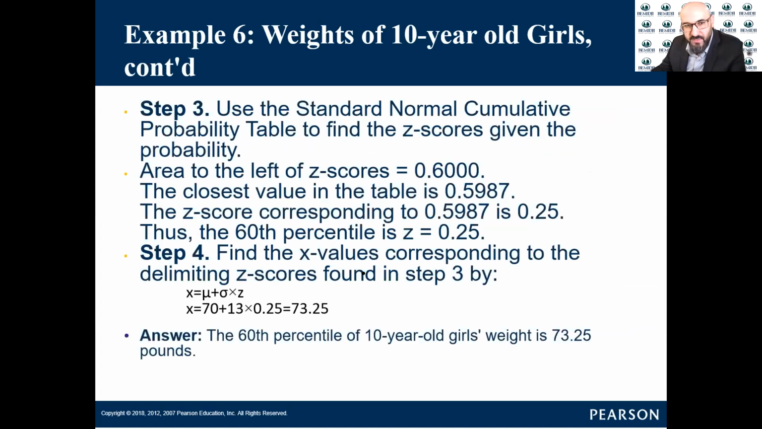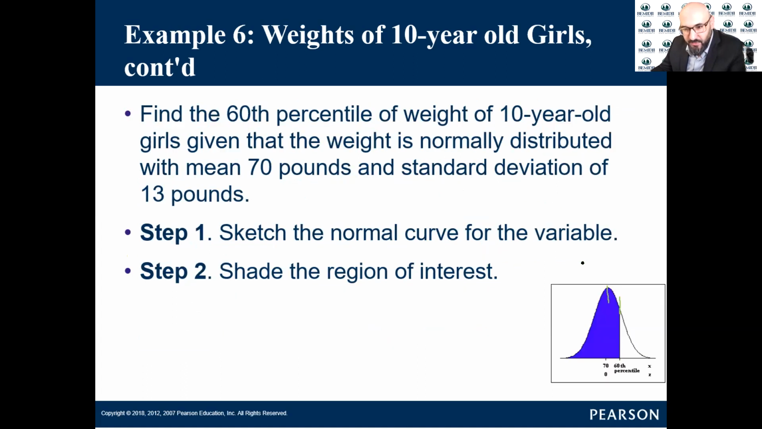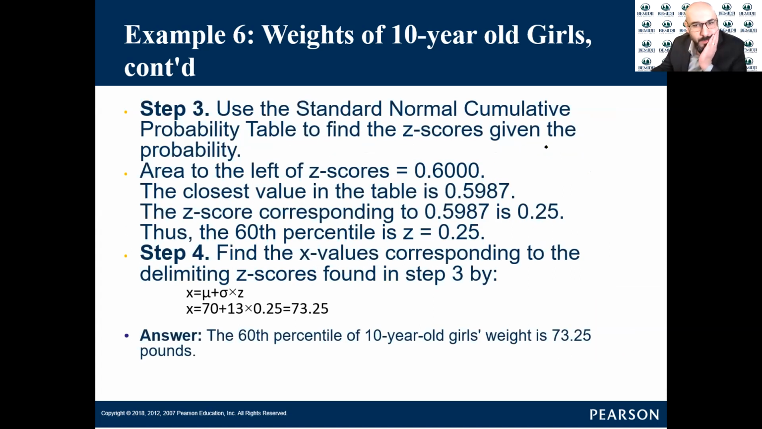So we sketched the normal curve, and now let's find the z-score. We need to find the area to the left of the 60%. So we need to find the area on the left of the 60. We use the equation z equals x minus x average divided by sigma. That would be the equation. But z here is given to us. What we need to do is find x. We need to find the x here.